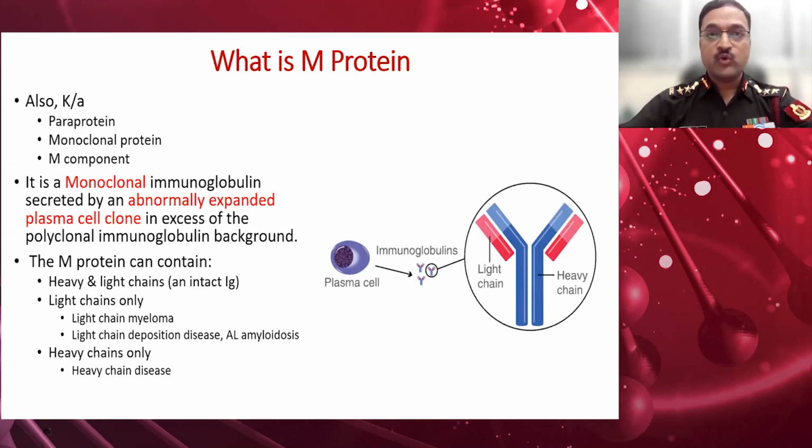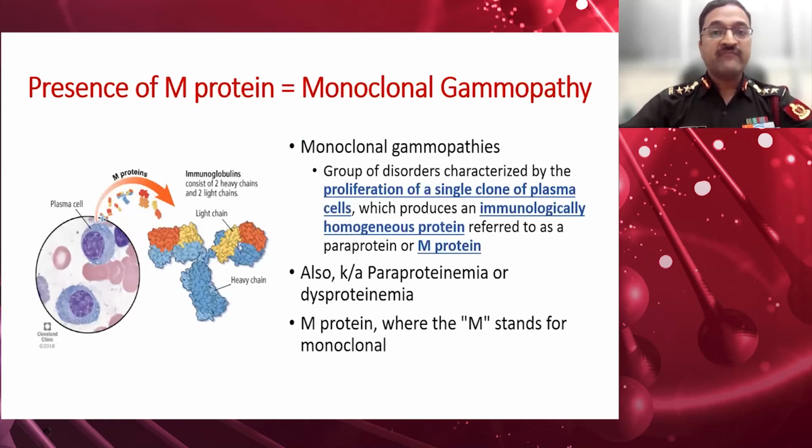Those people who have a presence of M protein are known as having monoclonal gammopathy. To define monoclonal gammopathy, these are a group of disorders characterized by proliferation of a single clone of plasma cells, which produces an immunologically homogeneous protein referred to as M protein. And as we just discussed, the term M stands for monoclonal.